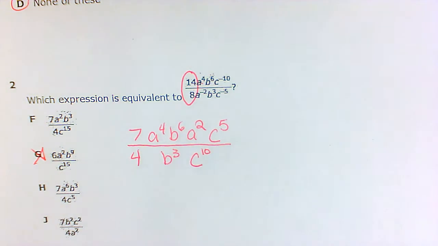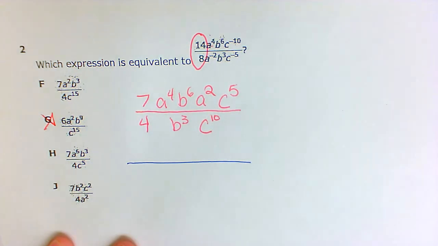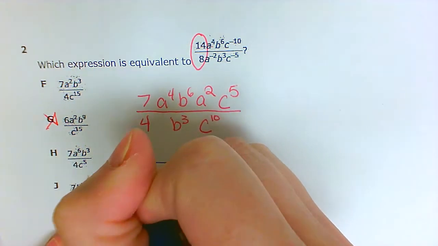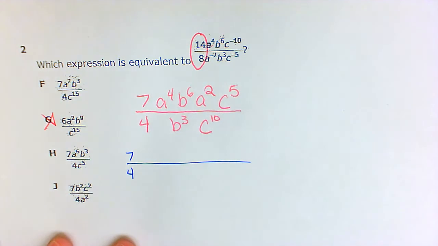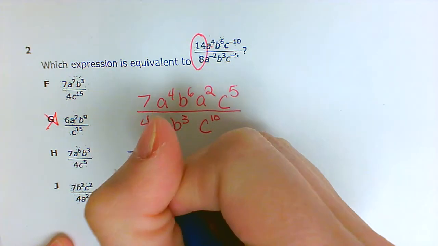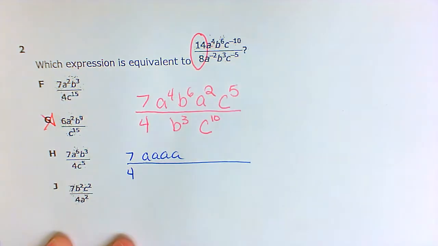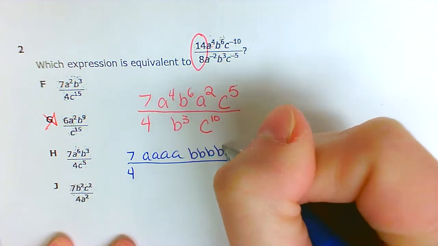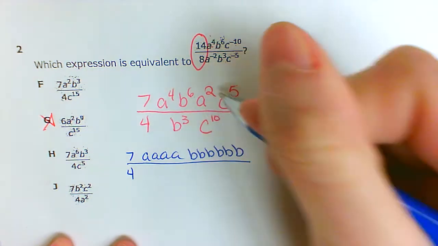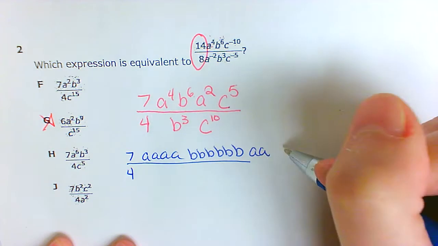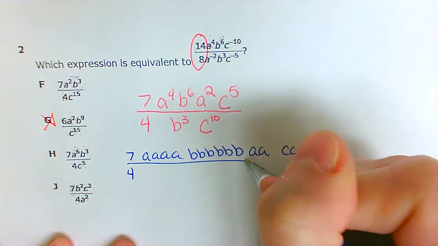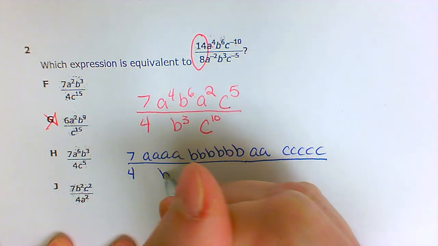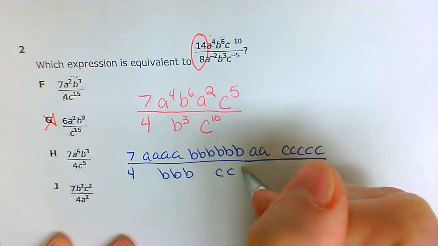Now because I have the same letters multiple times, I'm going to expand this problem. Leave the 7 and the 4 alone because we've already taken care of that. But a to the 4th power really means that I have 4 a's all being multiplied together. b to the 6th is 1, 2, 3, 4, 5, 6 b's. And then a squared is 2 a's. c to the 5th, 1, 2, 3, 4, 5. On the bottom row, I've got b cubed and c to the 10th.